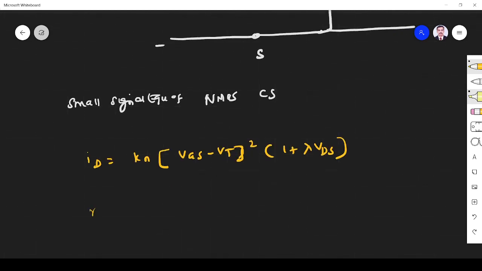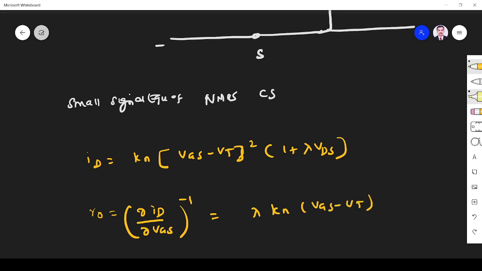This we know already. The output resistance due to channel length modulation is given by dou ID by dou VGS inverse, right? So if you have any doubt, please refer to my video on channel length modulation. So if I differentiate this, what I get is lambda into Kn (VGS minus VT), sorry, it is not VGS, it is VDS, into lambda. So that's what we have done. Okay, so lambda VDS is 1, so lambda into Kn (VGS minus VT) square.